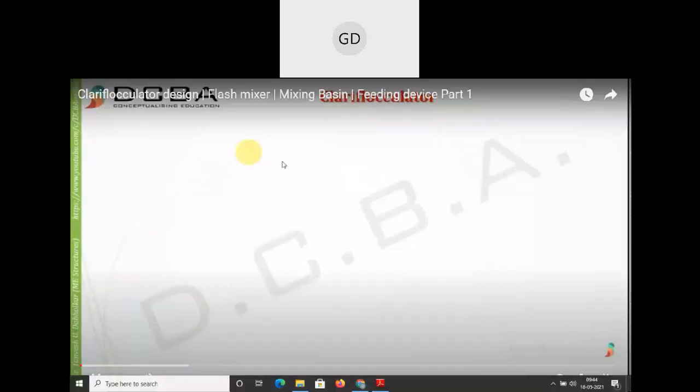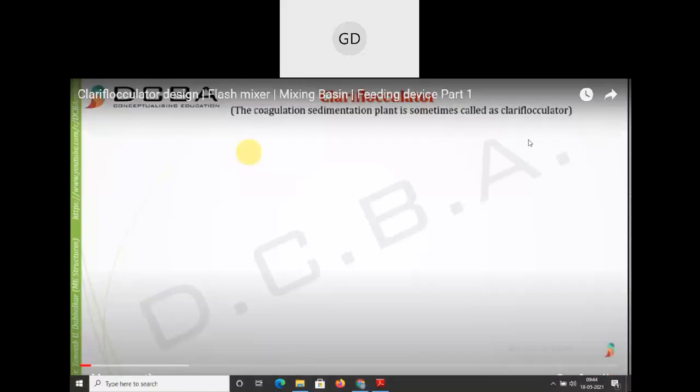So in this video lecture, we'll be learning about clariflocculator. It is the treatment plant in which the clarification as well as the flocculation or flocculating of the particles takes place, and this comes into the sedimentation aided with coagulation. So let's start with it. Now, the coagulation sedimentation plant is sometimes called as clariflocculator. It has four parts. Part A is feeding device, Part B mixing device, Part C flocculation tank or flocculator, and Part D is settling tank or sedimentation tank. Now let us learn about each one by one.